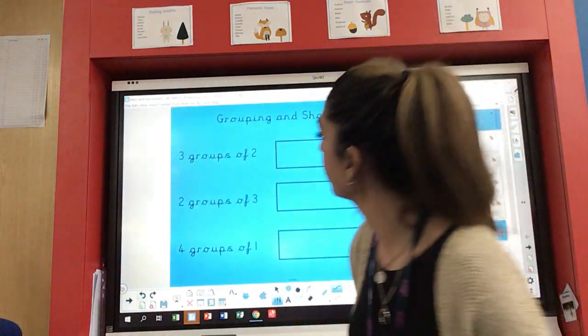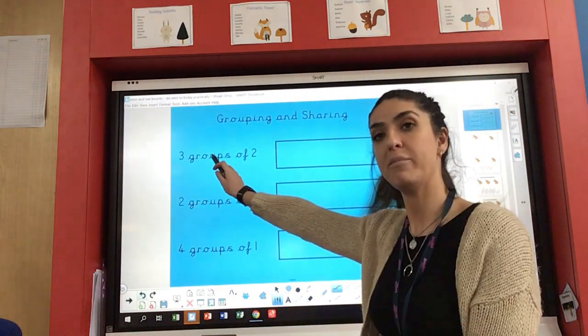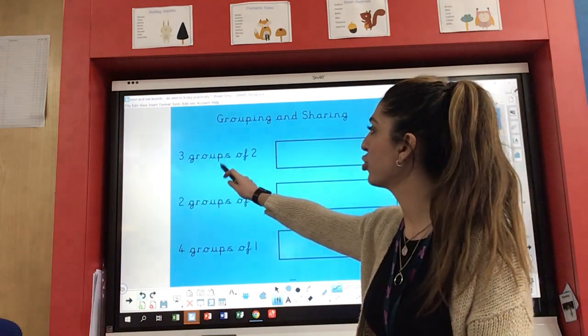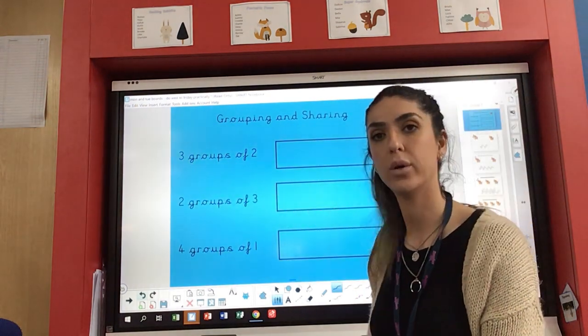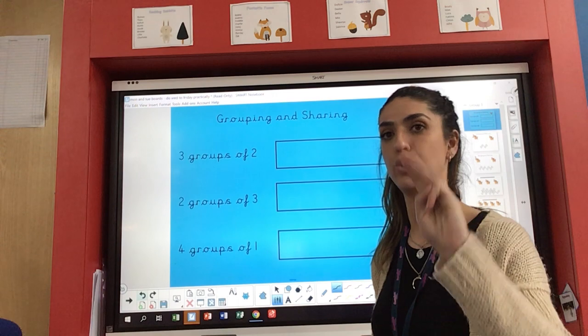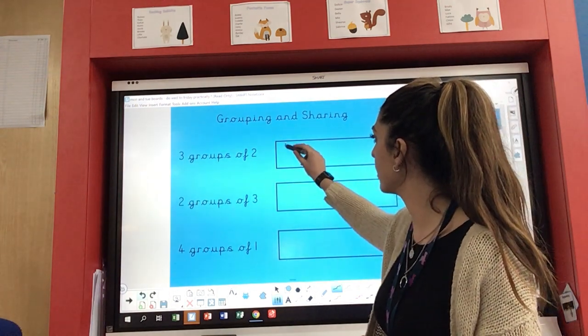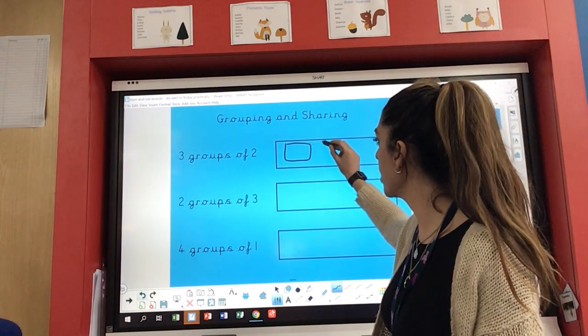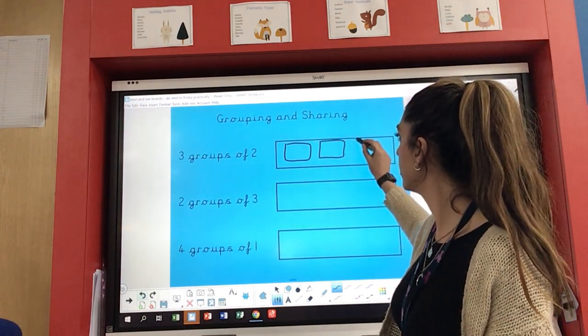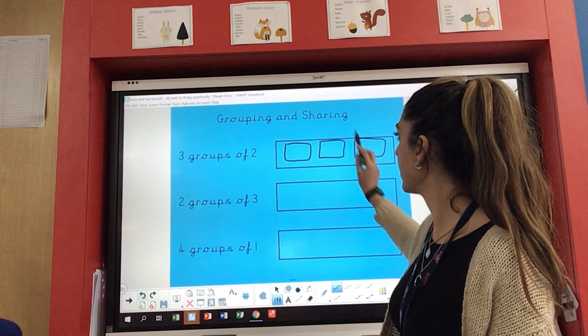So on my board, it says three groups of two. Three groups is the first thing I heard there. So I'm going to do myself three boxes. One, two, three. They are my three groups.